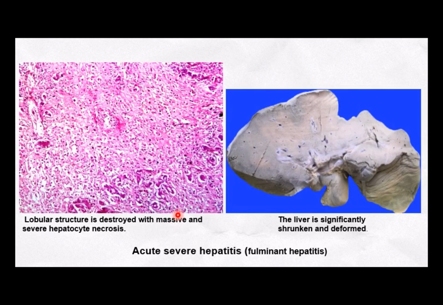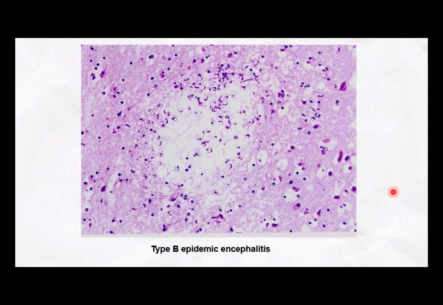The two pictures show acute severe hepatitis. Lobular structure is destroyed with massive and severe hepatocyte necrosis. The liver is significantly shrunken and deformed. This picture shows type B epidemic encephalitis. Under the microscope, here we find the pale staining softening foci. The brain cells died and were digested.